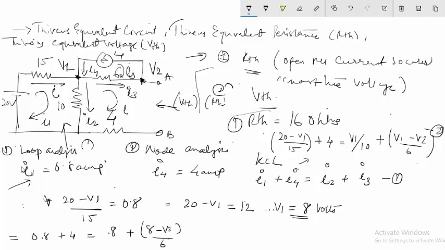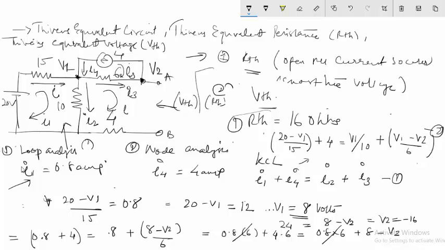So multiplying by 6, I can write 0.8 into 6 plus 4 into 6 is equal to 0.8 into 6 plus 8 minus V2. So this and this will cancel, and this is equal to 24, which is equal to 8 minus V2. When I solve that, I will get V2 is equal to minus 16.